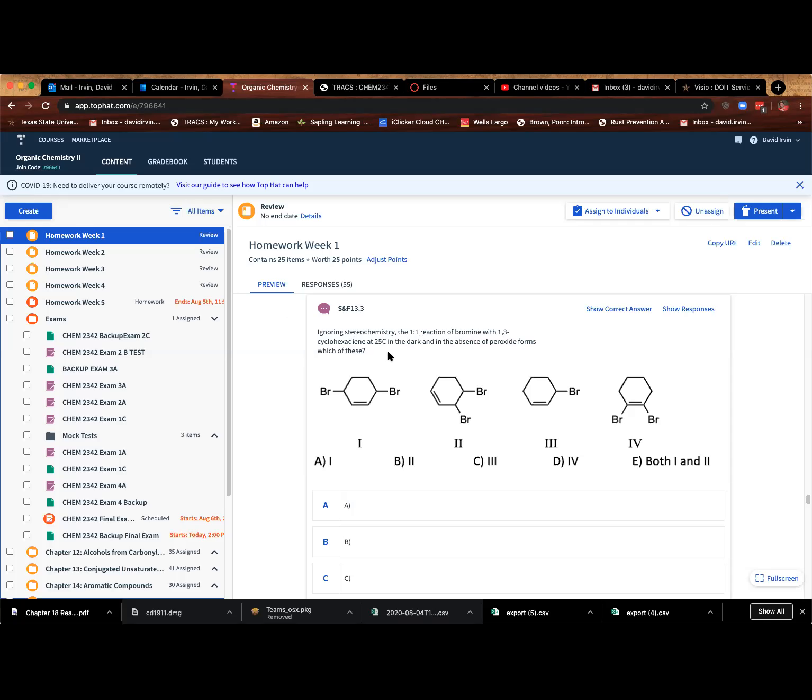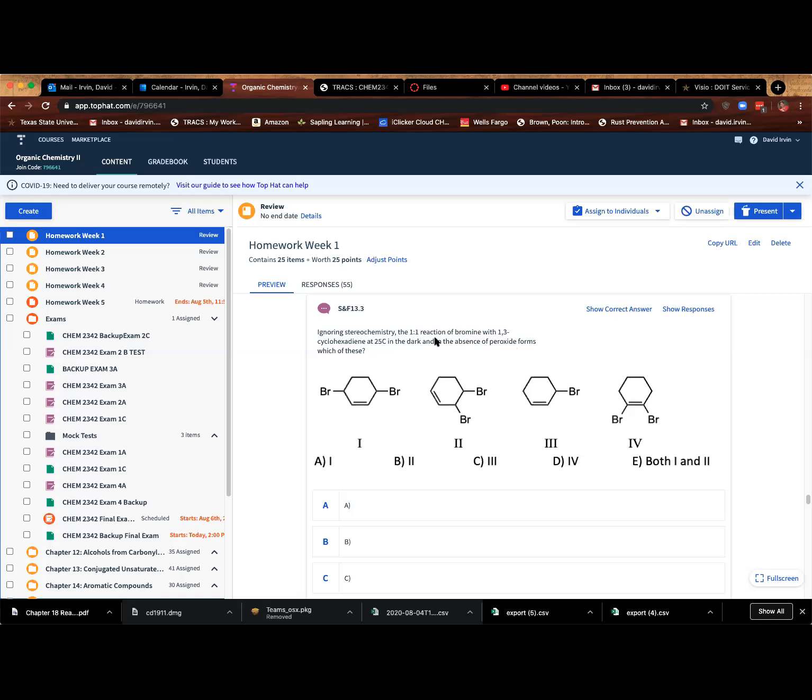Okay. The fact that it's in the dark and in the absence of peroxides means we're not going to do a non-1,4, 1,2 addition. And at 25 degrees means we're not going to over-brominate that. And we only have 1 equivalent. So, that being said, if we draw a cyclohexadiene right here, and we did a 1,2 addition across it, we're going to end up with the 2 bromines on the 1 and 2 position, like here in number 2, okay?